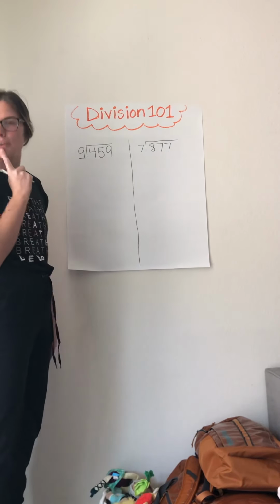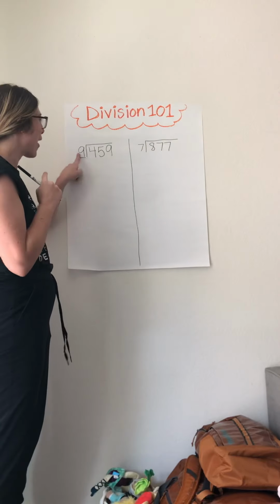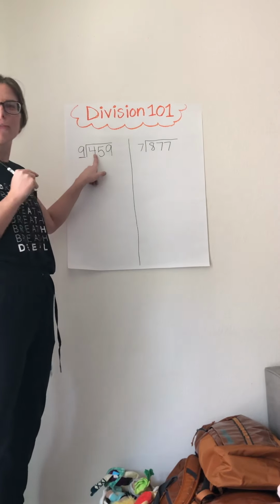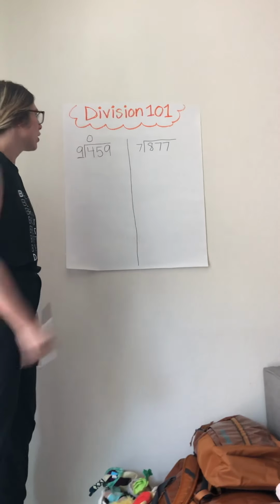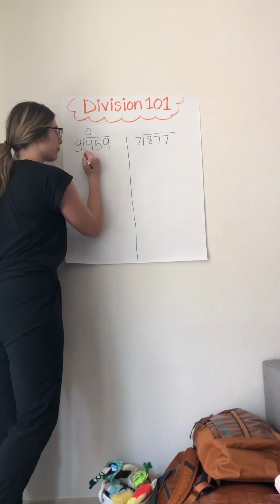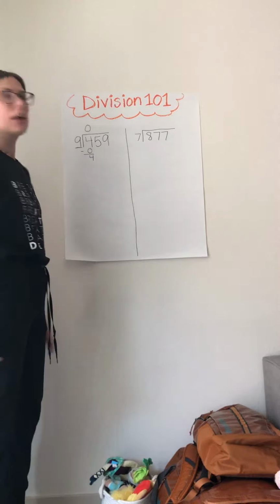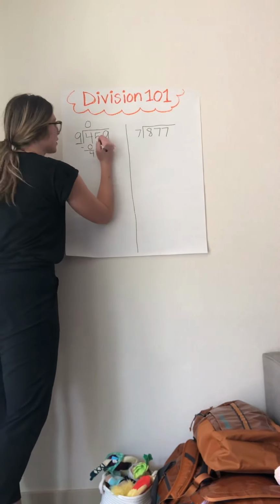My first step is to go digit by digit. I think, how many 9s can go into 4? Well, no 9s actually go into 4. So then I subtract 0. Of course, that leaves me with 4. And this is important: bring down the next number.